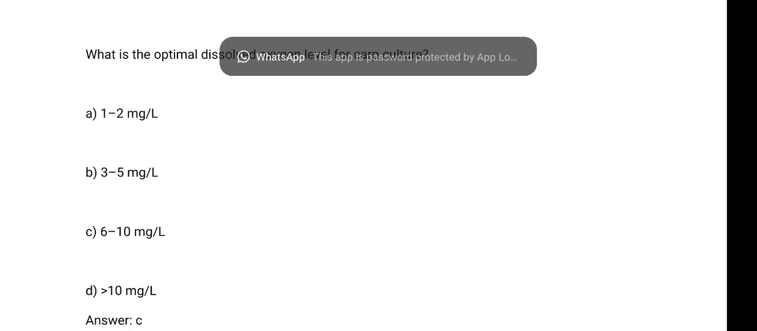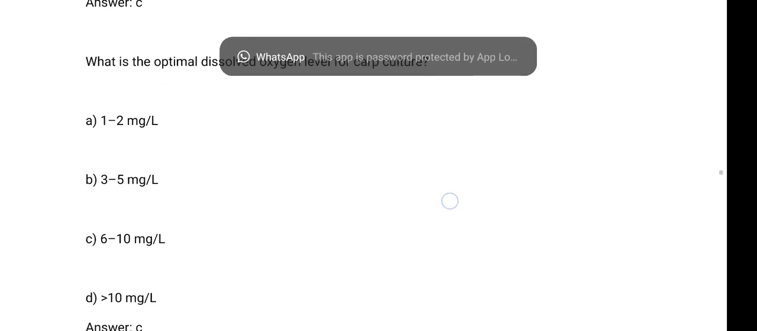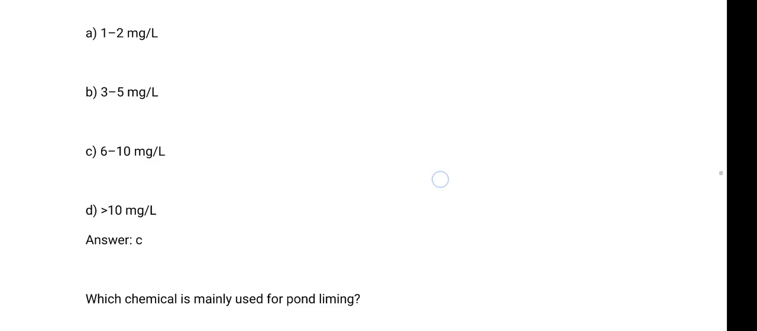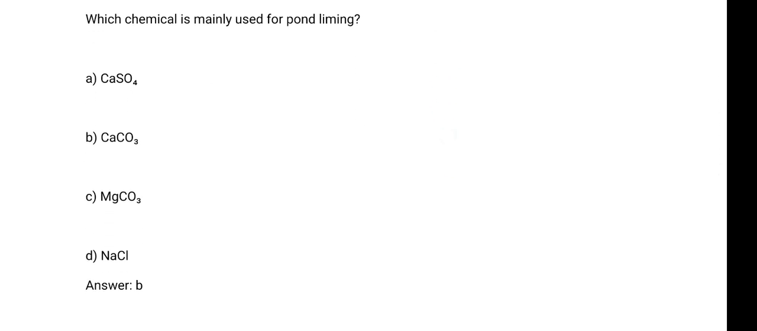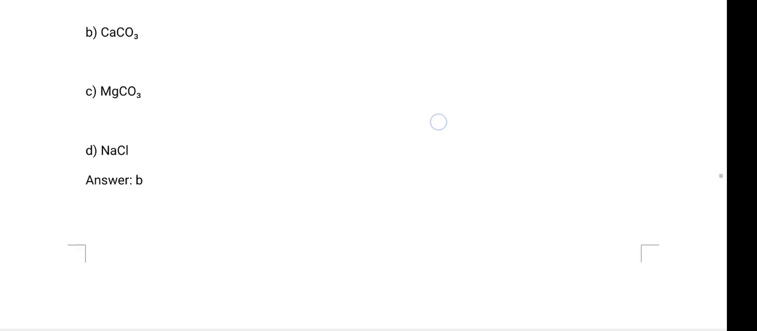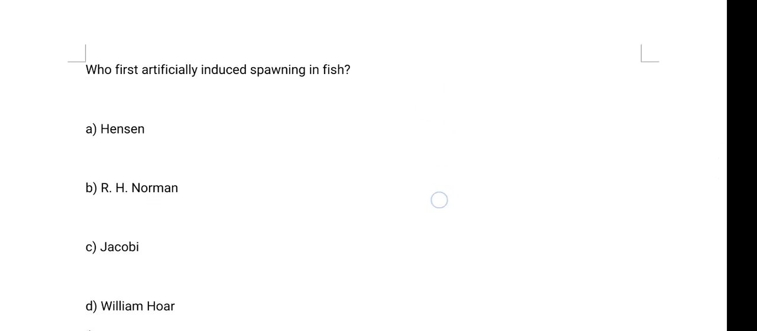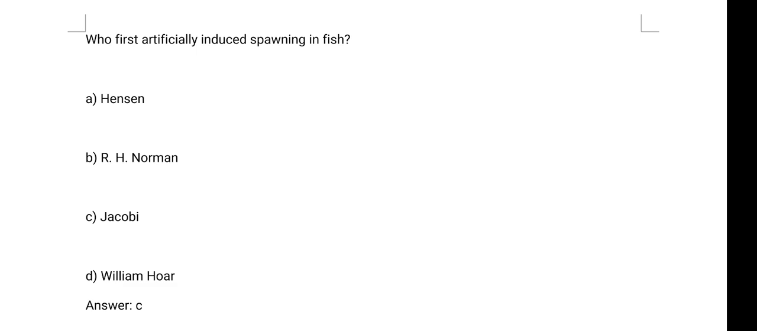What is the optimal dissolved oxygen level for carp culture? So it is 6 to 10 mg per liter. Which chemical is mainly used for pond liming? So it is calcium carbonate. Who first artificially induced spawning in fish? So the correct answer is Jacobi.